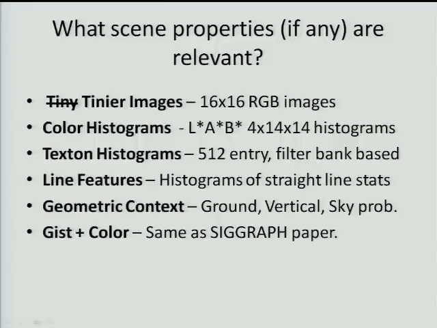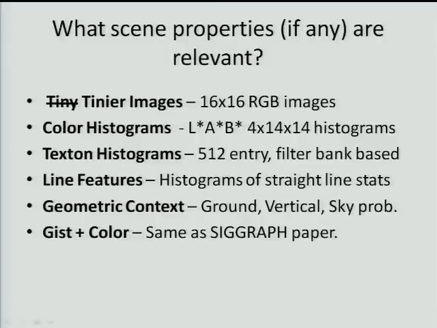Another one is color histograms, something used in image retrieval literature a lot. Texton histograms, so this is a filter bank-based texton histogram with 512 entries. Then line features, and what I mean by that is we find straight lines in images, say start with Canny edge detection, look for straight line segments, and then make some histograms of the statistics of those segments, like which direction they were pointing and how long they were. Another feature, geometric context. So this is the work of Derek Hoiem.